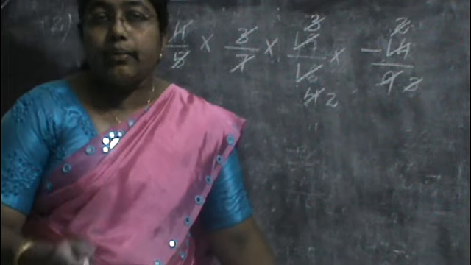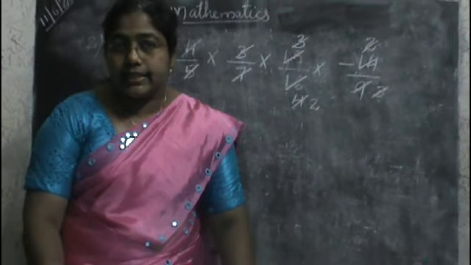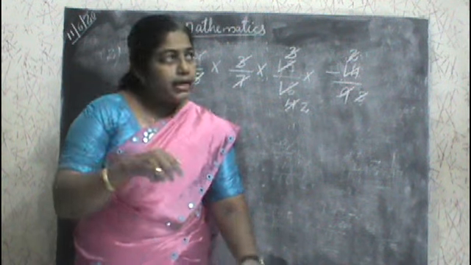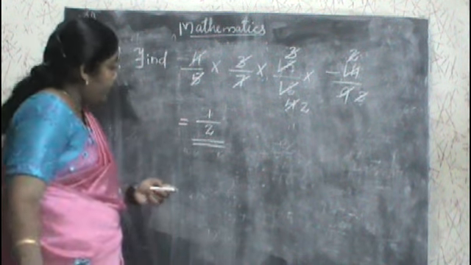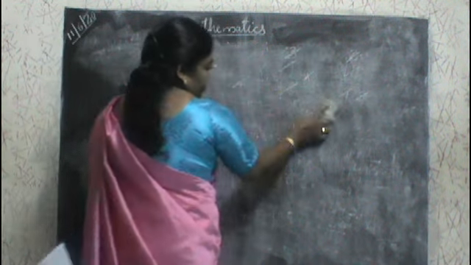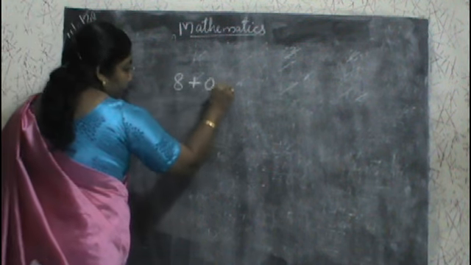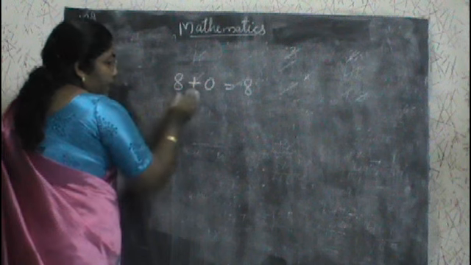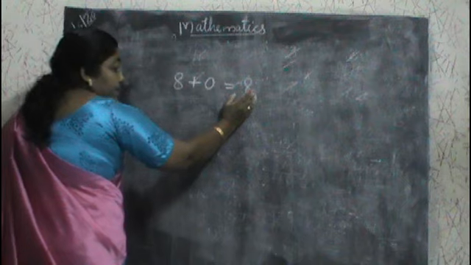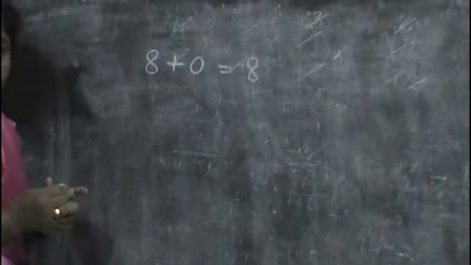Now, what is additive identity? You know what is additive identity? Additive identity is 0. We can just check one example also. 8 plus 0 is equal to 8. When we are adding 0 to any number, we will get the same number. So 0 is the additive identity.